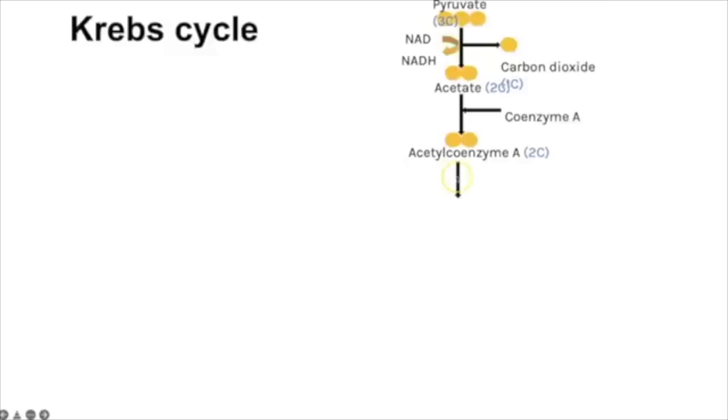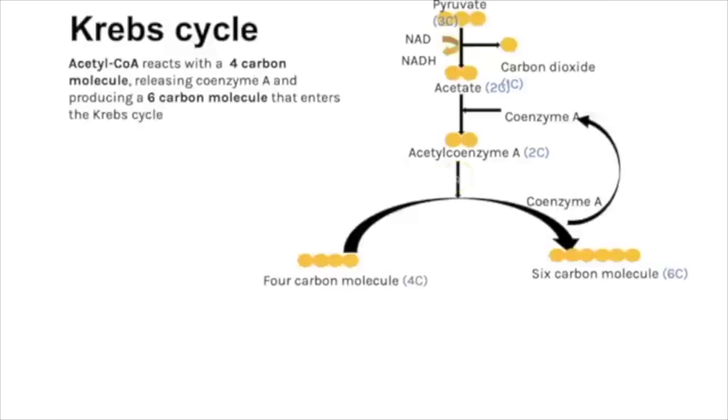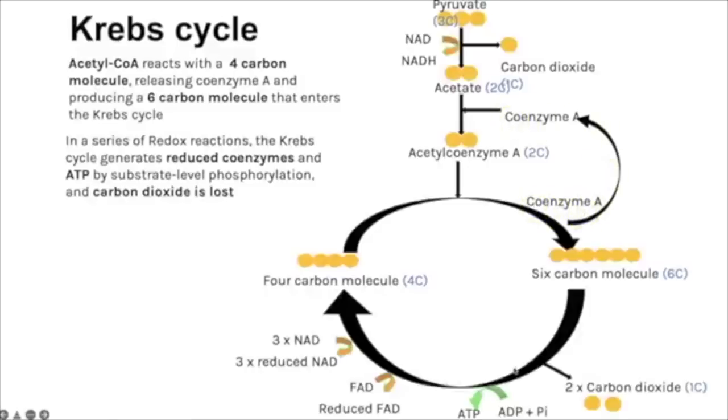So that acetyl-CoA can then enter the Krebs cycle, and it combines with a 4-carbon molecule, and that will then create a 6-carbon molecule. Now the coenzyme, its only job is to deliver the acetate to that 4-carbon compound. So once that happens, the coenzyme is released and it can be reused in the link reaction. We then have a series of redox reactions, and the Krebs cycle is going to be generating even more reduced coenzymes, a small amount of ATP and some carbon dioxide. And that's what we can see in this stage here.